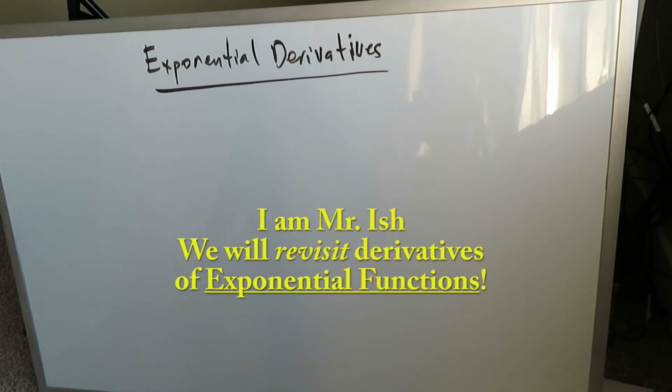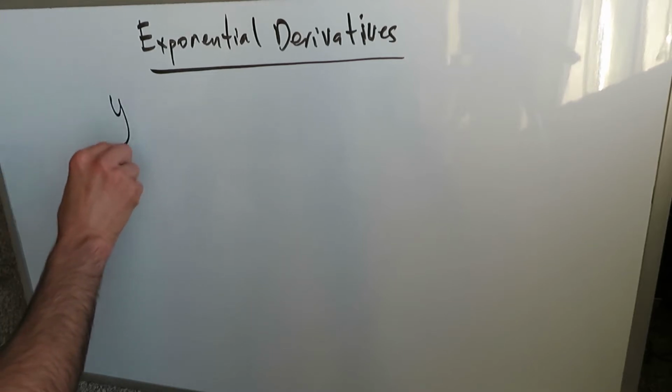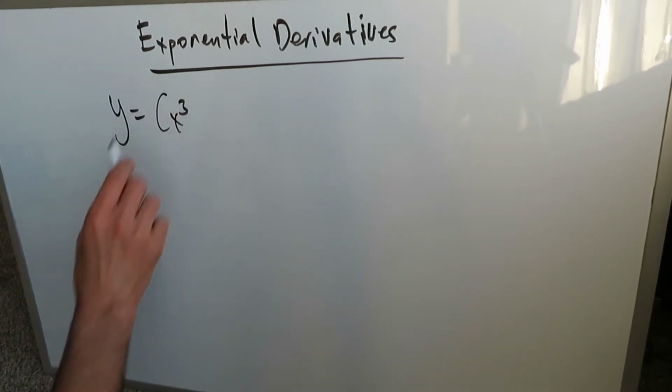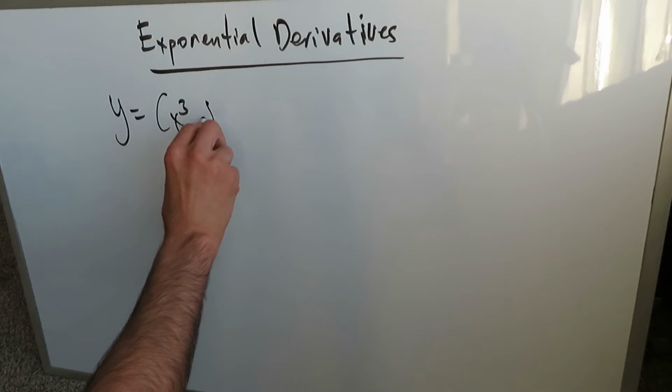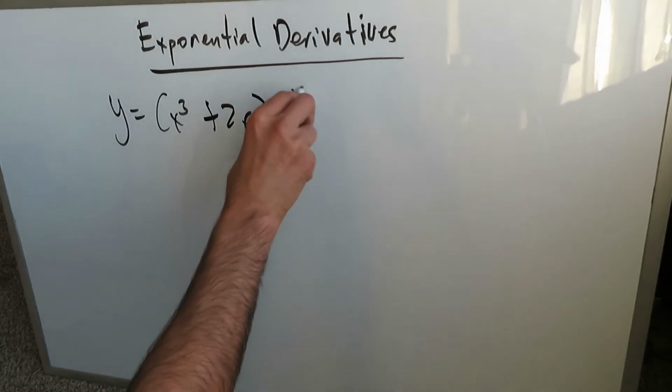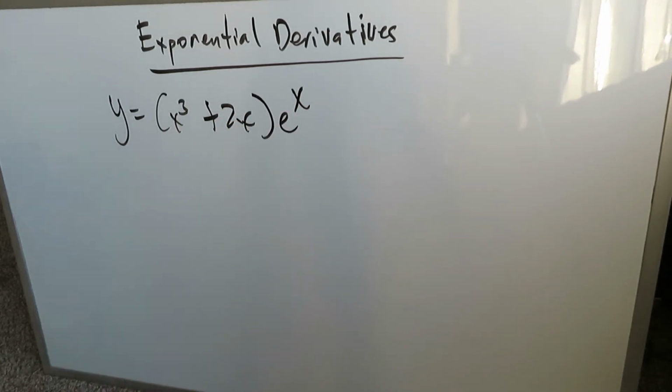Good afternoon, everyone. We will be exploring these types of derivatives in slightly more detail, with slightly more emphasis as well in this video. Let's start with this question. y is equal to x cubed plus 2x times e to the power of x.